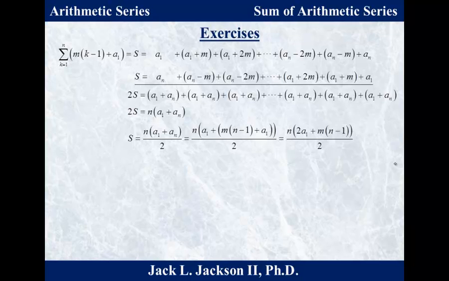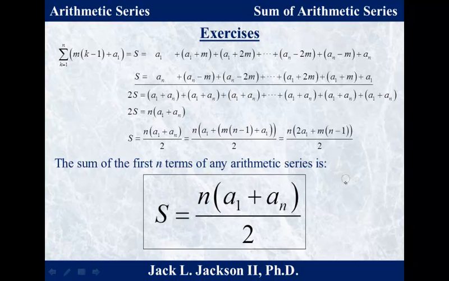And if we want to do a little bit of working around with this, we notice that the a1 plus the other a1 makes 2a1. So we could write it as n times parentheses 2a1 plus m times n minus 1 close parentheses, divide by 2. But actually this first version of the formula is the best version to remember.